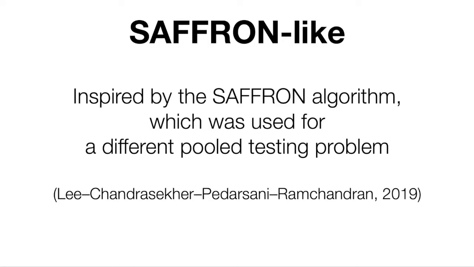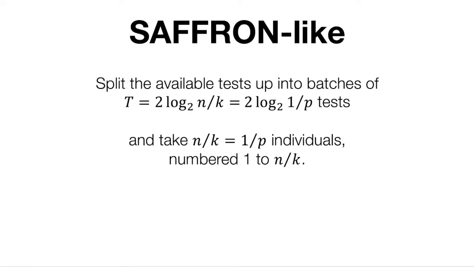A second strategy is inspired by the SAFFRON algorithm, which was an algorithm for a slightly different problem. The idea is to split the tests up into batches of 2 log 2 n over k. So presumably you've got some multiple of that number of tests available, and so you'll do that many batches. And to take 1 over p individuals, and so we can number those from 1 up to n over k, so individual number 1, number 2, number 3, and so on. And so we're going to use that batch of tests on those numbered people.